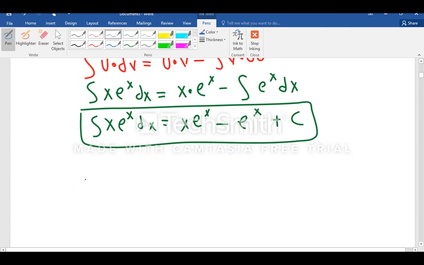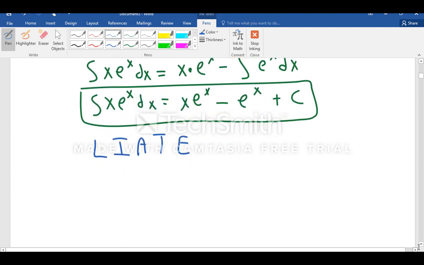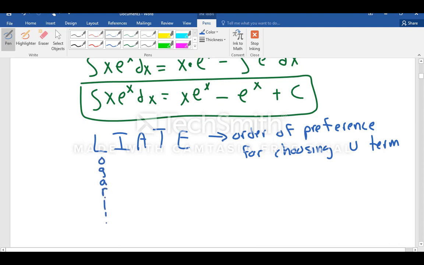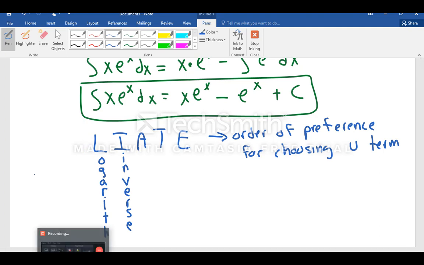One of the mnemonics is LIATE. L-I-A-T-E. This is, in essence, the order of preference for choosing my u term. The L represents logarithmic. If I have a logarithm in my integral, I'm going to let u equal that logarithm. That's the best approach. If I have an inverse trig function, then I'm going to choose that as my u term. Now, if my integral involves a logarithm and an inverse trig function, obviously I'm going to choose the logarithm. That takes precedence over anything else.